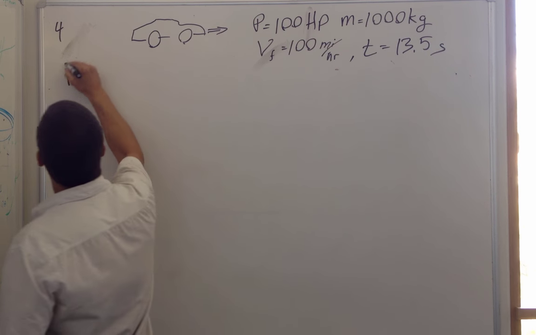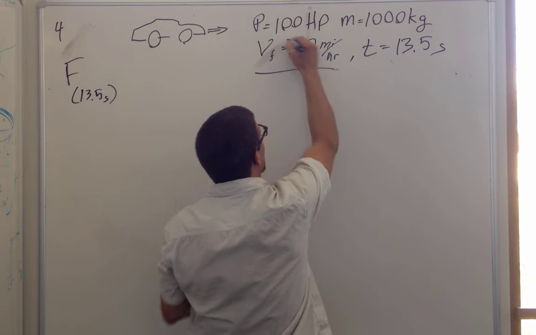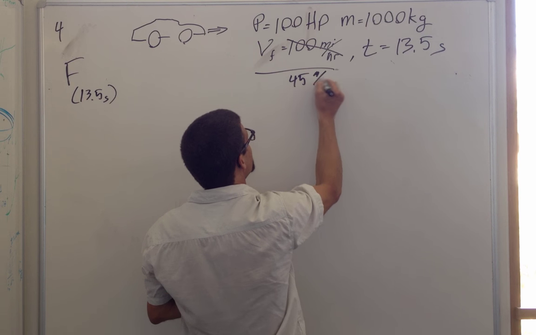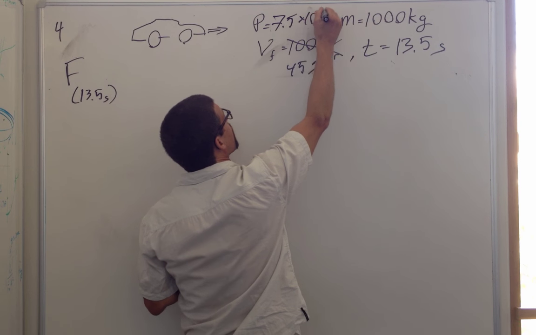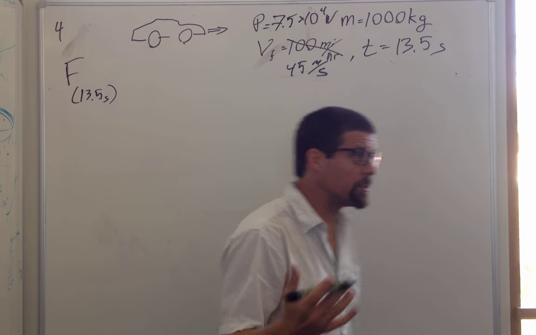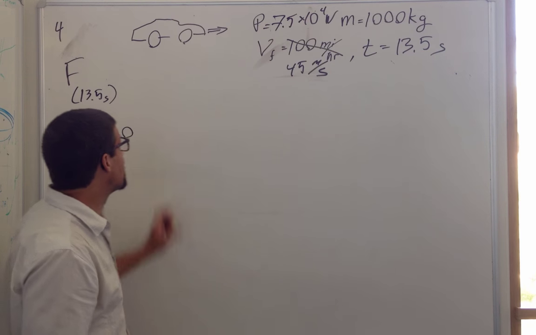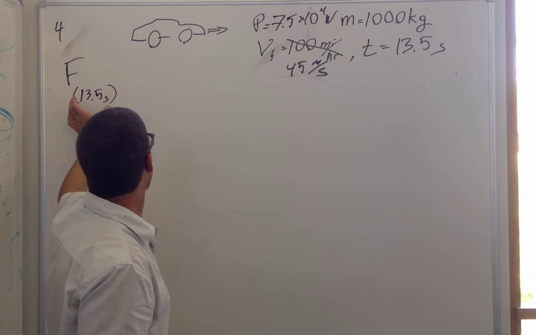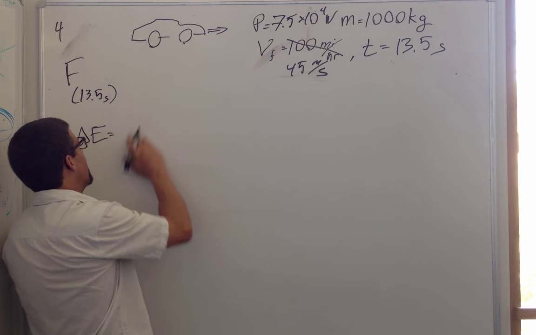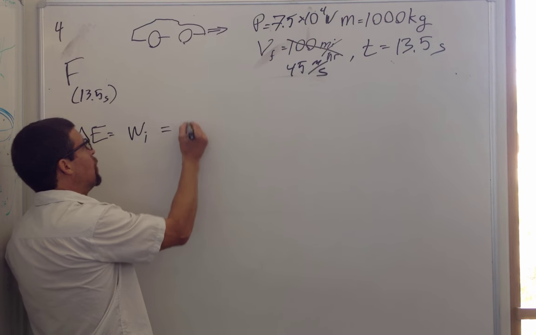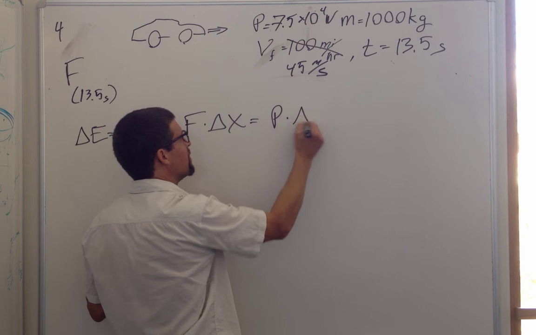And we want to know the force at that 13.5 seconds. The force when the velocity is 100 miles an hour or 45 meters per second, at a power of 7.5 times 10 to the 4th watts. So again, we do the analysis. How about energy? Change in energy equals 0. What I can say is, let's take 1 second when I'm going about 45 meters per second. And then I can say, oh yeah, the energy is the work I put in, which is equal to force times delta x, which is equal to the power times delta t.